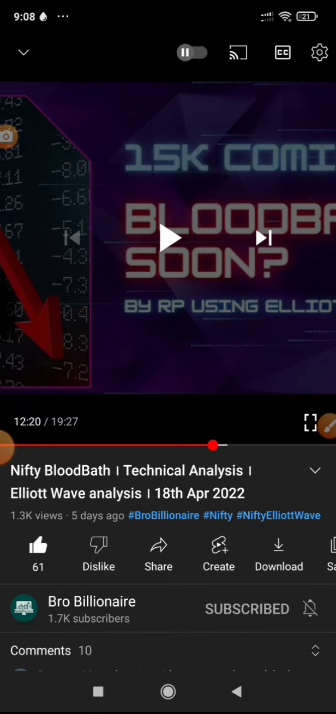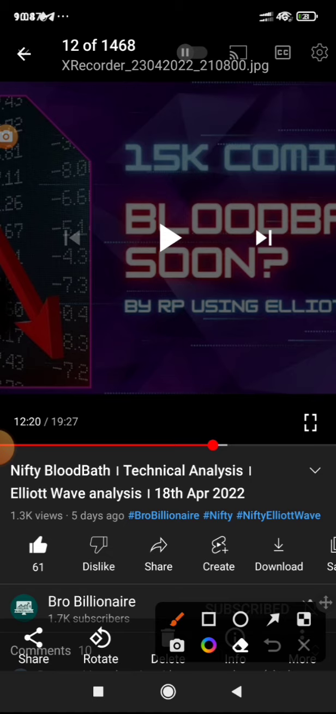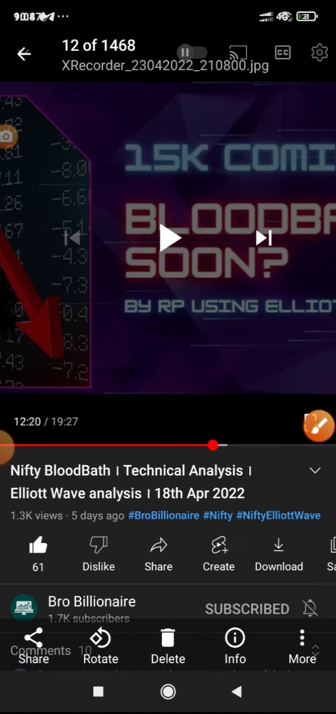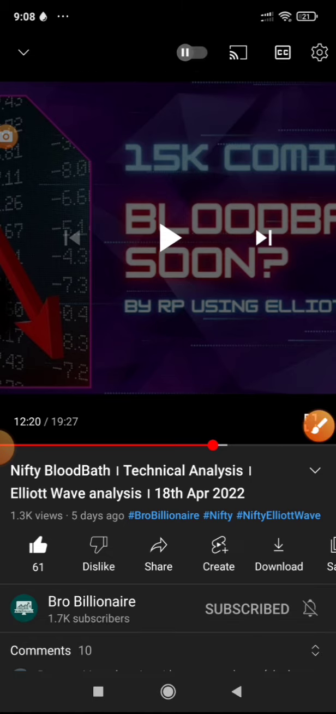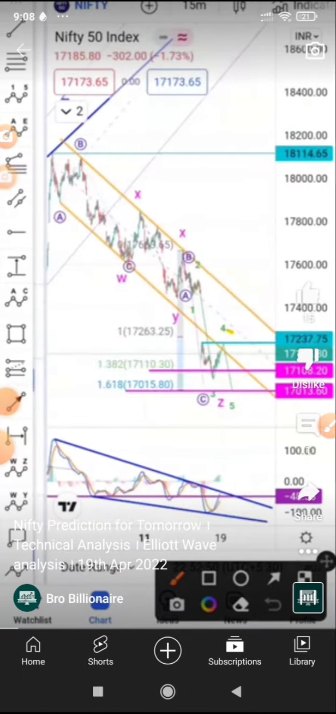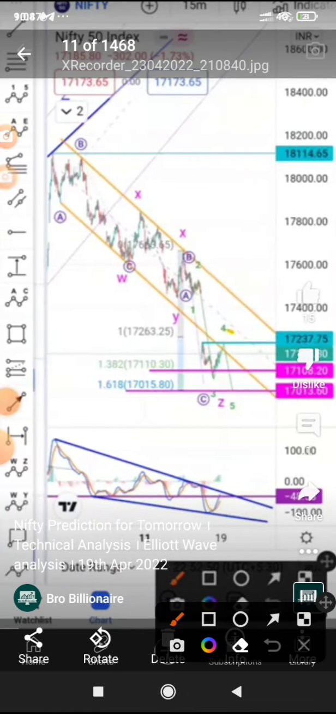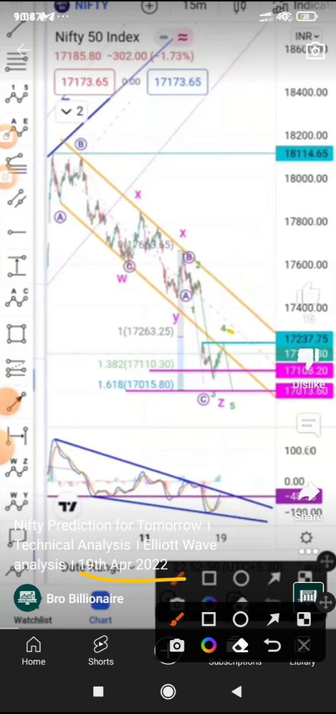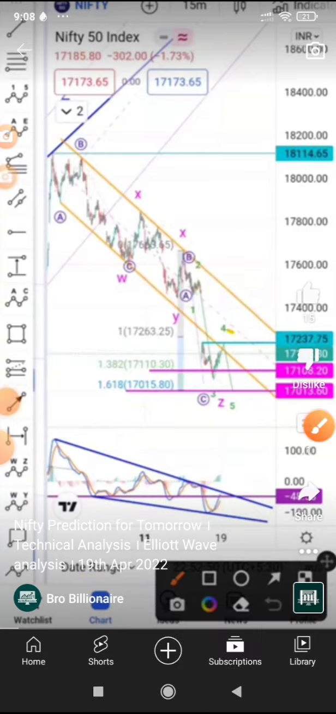Moving on, we did the weekend analysis, and during the entire week we were bang on. Most of our analysis was very good, so you can watch those videos as well. This analysis was for 19th April, I think recorded on 18th April, that was Monday. We had a bearish view again: Nifty going downside towards 17,050. It went even below that.